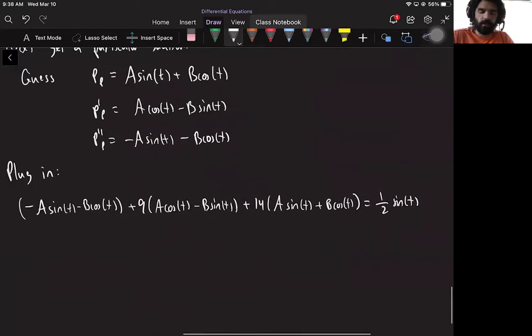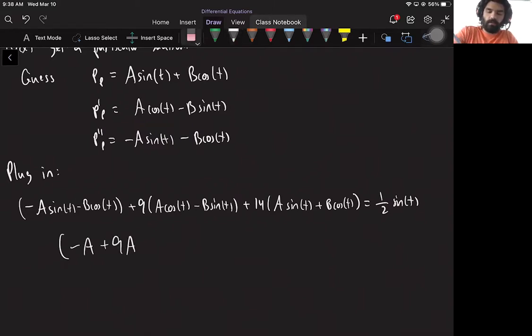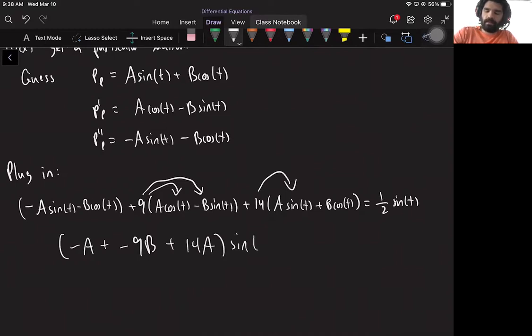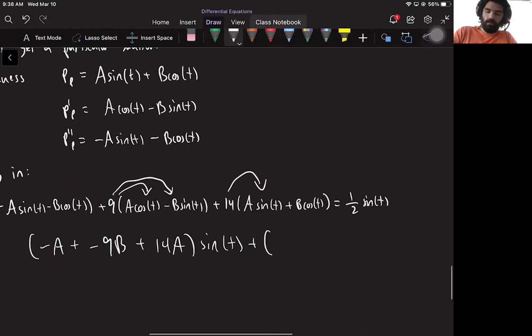We got this giant equation. All we're going to do is put common terms together. So put all the sines together. So there's a negative A sine there, plus 9 more A. Oh, sorry. If I distribute this in here, there's a negative 9B next to the sine. And then if I distribute that there, there's another 14 A's. So that's how many sines there should be. How many cosines should there be? There's a negative B, and then there's a 9A of them, and a 14B of them.